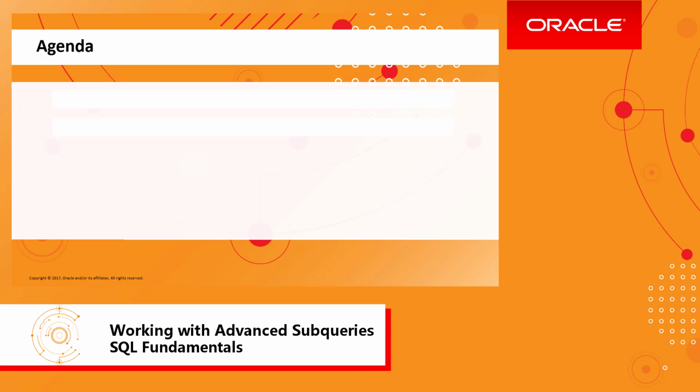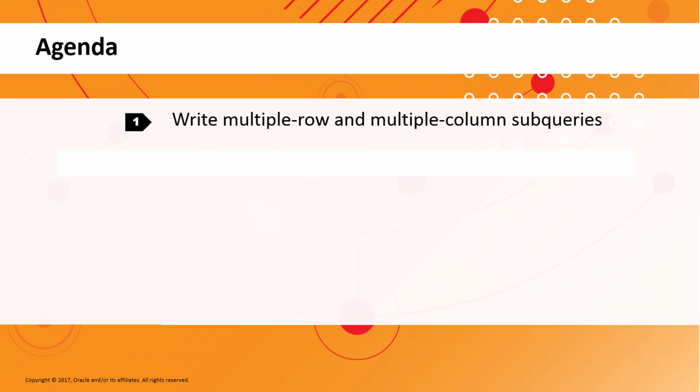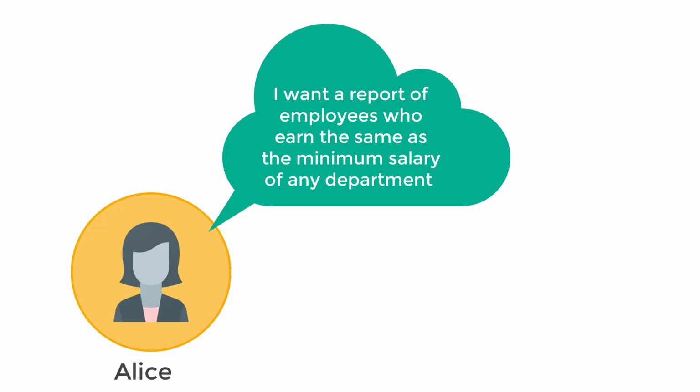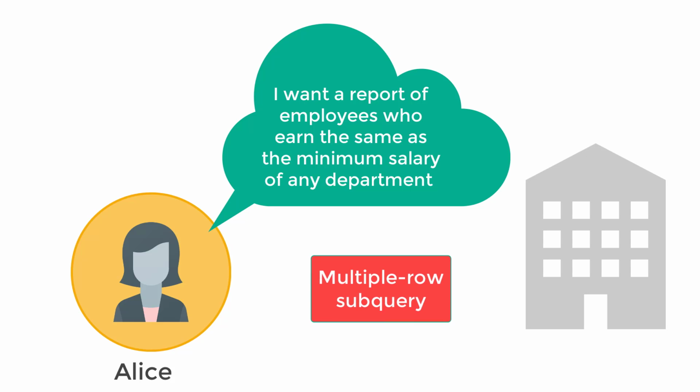In this video, you will learn to write multiple row and multiple column subqueries that handle subqueries which return multiple values. You will also learn to handle null values in subqueries. Consider a scenario where Alice, the HR manager, wants a report of employees who earn a salary equal to the minimum salary of any department. To generate this report, you can write a multiple row subquery.